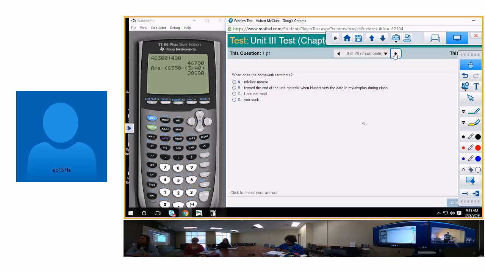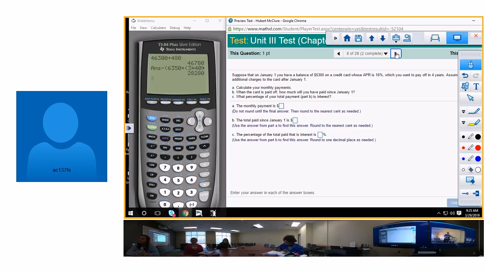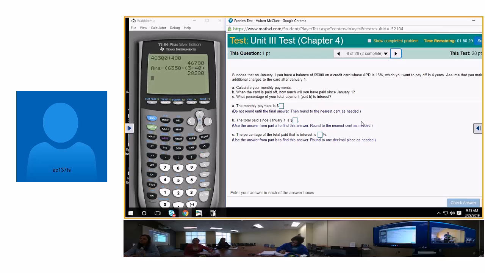Next question. All right, this is a good one. This is the kind of question I like to give y'all, because this is a real world question right here. Suppose on January 1st, you have a balance of $5,300 on a credit card with an APR of 16%. Is that low or high for a credit card?